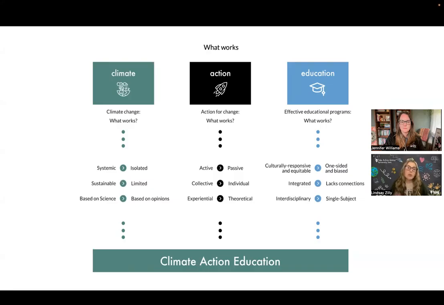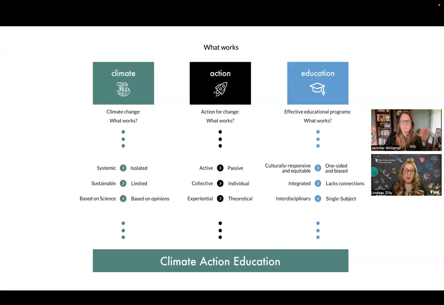We cannot simply use opinions in order to create these changes in our world, in our climate world. It has to be rooted in science. Now, if we look all the way over to our education practices that are working, we have found that it has to be culturally responsive and equitable educational practices over one-sided and biased practices. In addition, climate education has to be integrated or interdisciplinary. It can't lack connection to every other component of the school day. It has to be a common thread throughout everything that students are doing.